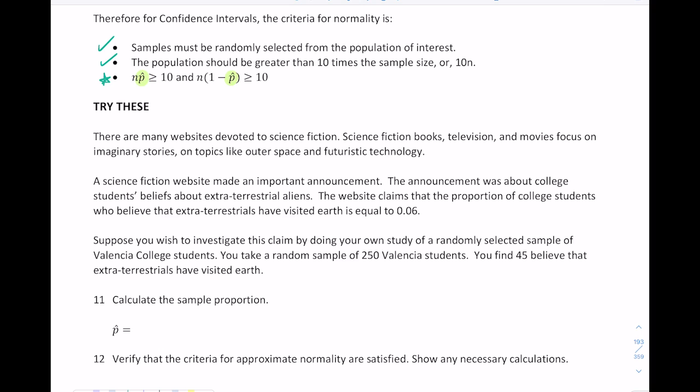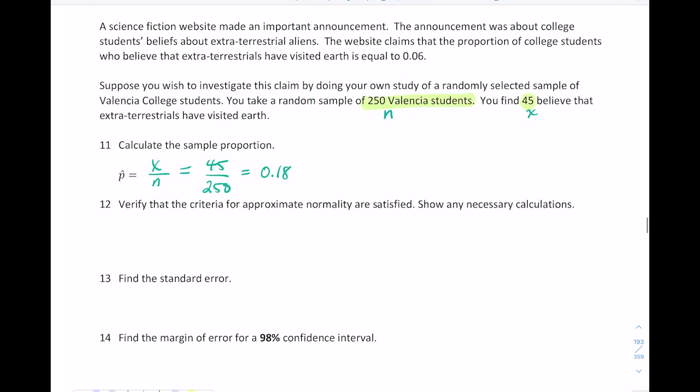So first we want to look at our sample, which consisted of 250 students. So that's our n, right, our sample size. And we know that 45 believe in extraterrestrials visiting Earth. So that's your x. And when I want to figure out p hat, my sample proportion is just x over n. So here it's 45 over 250. And if you divide that, you get 0.18. So that's my sample proportion. 18% of my sample believe that extraterrestrials have visited Earth.